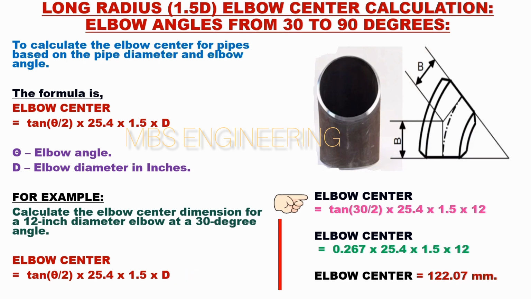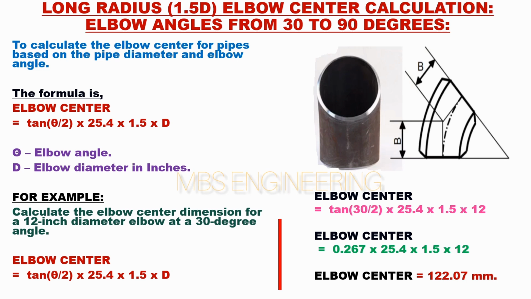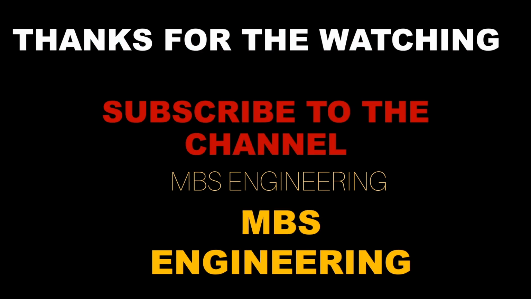Elbow center is equals to tan 30 divided by 2 into 25.4 into 1.5 into 12. Elbow center is equals to 0.267 into 25.4 into 1.5 into 12. Based on the above calculation and given data, the elbow center is 122.07 millimeters. We hope these explanations help you understand how to calculate the long radius elbow or 1.5D center calculation for any angle degree.